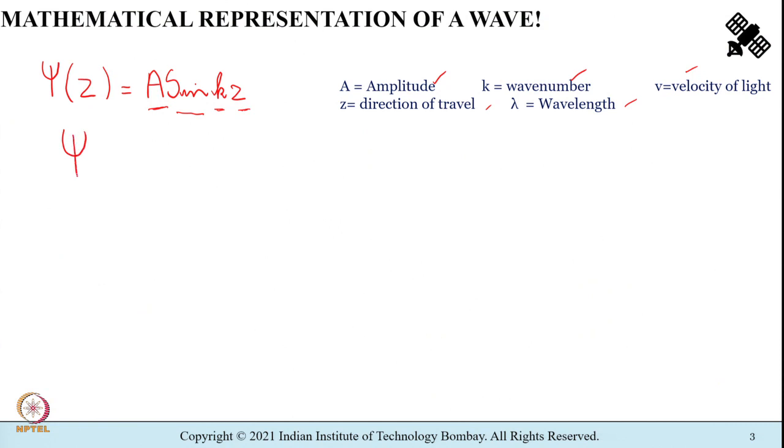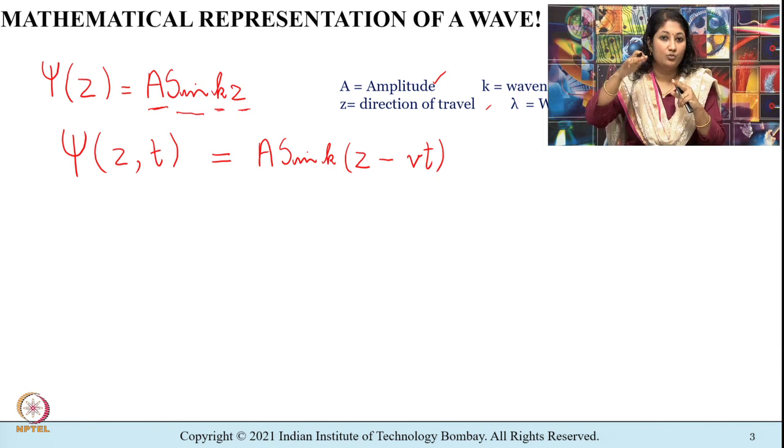so let me try to rewrite this as psi of z. Now, I am going to include t as well, because I want to write psi as a function of z and t. So, I am going to write it as a sine k. There is a small change. Instead of writing z, I am going to write z minus vt, because v is the velocity of light, t is time. Why am I subtracting? Because every time I am moving forward, assuming I am sitting on the leading edge of a wave, there is a history of the wave that is behind me. That is why I am subtracting.